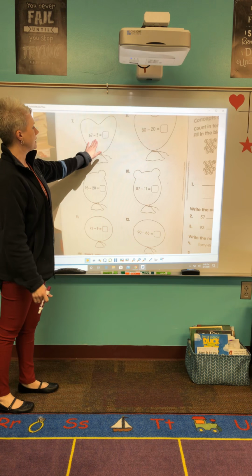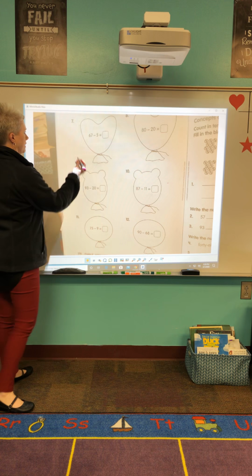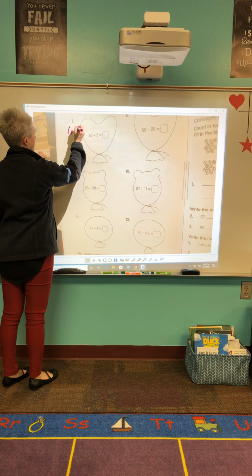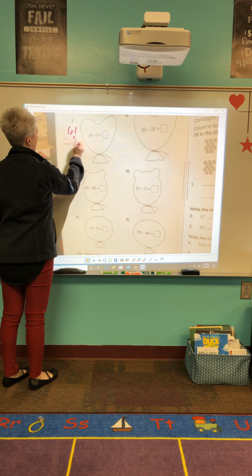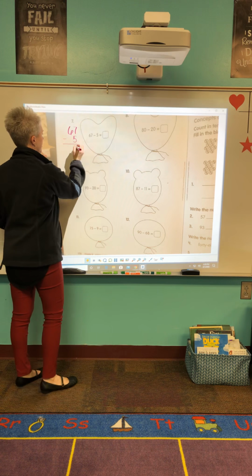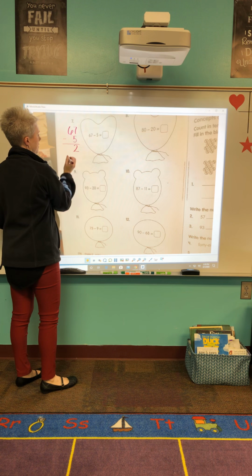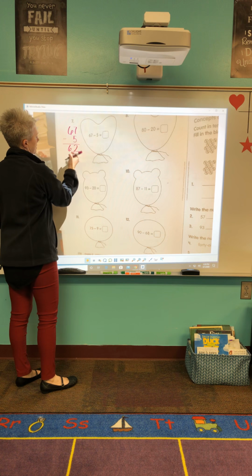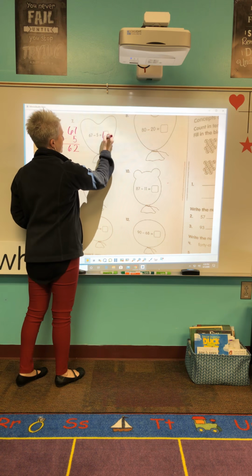All right, 67 minus 5. Let's stack this up. 67 minus 5. 7 take away 5 is, yell it out. Good job, 2. 6 take away nothing is 6. 67 minus 5 is 62.